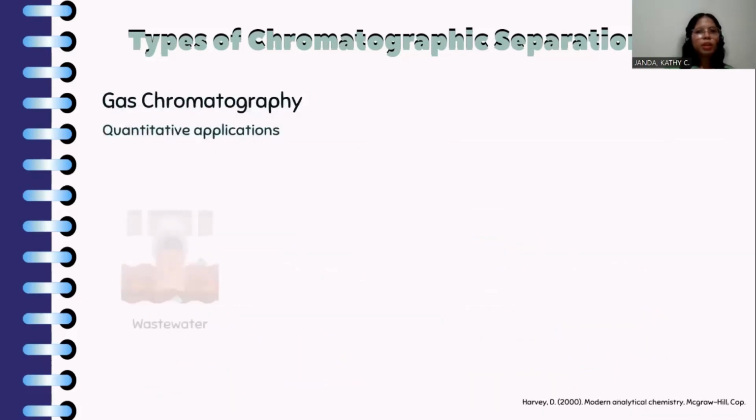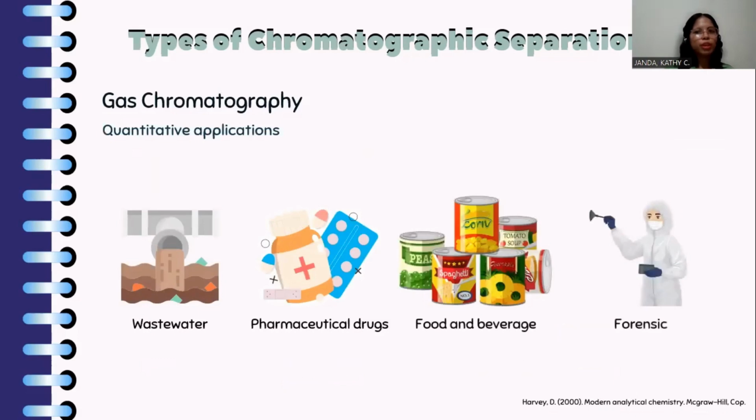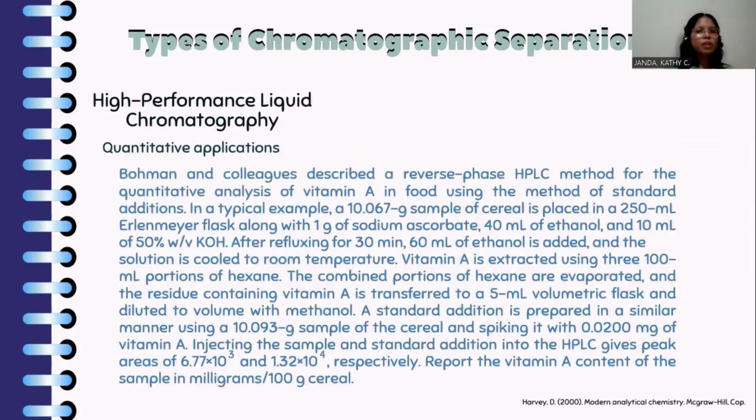The quantitative applications of HPLC include the preparation of samples like wastewater and medicine for analysis, the quantification of food additives, preservatives, and contaminants in food and beverages, and especially in the field of forensic science. To practice analyzing problems involving HPLC, you may pause the video and answer the problem.